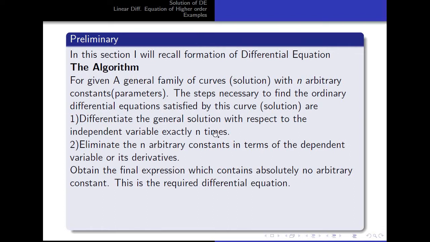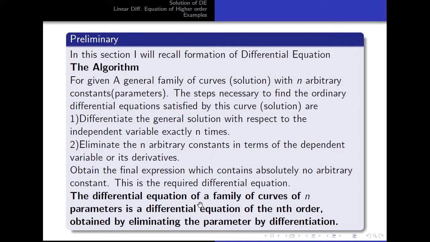Now, in this, what we are doing here? We are differentiating the given curve to find our general solution, which depends on the number of constants. Suppose it contains n constants, then we have to differentiate it n times and eliminate these n arbitrary constants in terms of dependent variables or derivatives. And from this we can obtain the differential equation. Again, keep in mind, the differential equation of a family of curves of n parameters is a differential equation of nth order. It contains n arbitrary constants, and surely we are getting a differential equation of nth order.